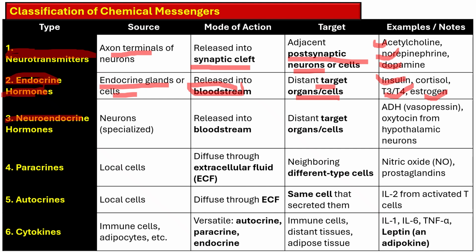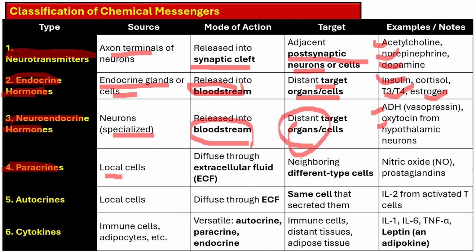Neuroendocrine hormones are secreted from the neurons, and they are also released into the bloodstream. Their site of action is a distant target organ or cell, and examples are ADH and oxytocin, which are secreted from the hypothalamic neurons. Then some of the agents or messengers have a paracrine effect.